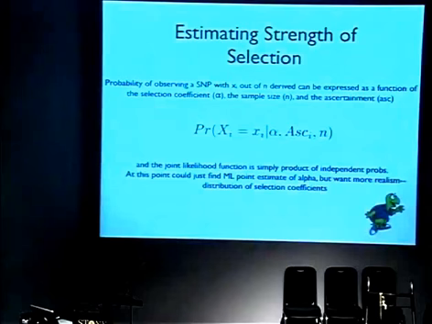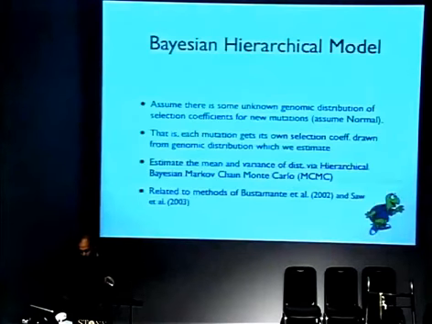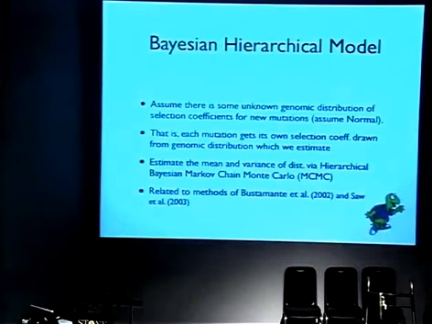My model here looks at the probability that some SNP is segregating at some frequency xi, conditional on some selection coefficient and some ascertainment. We have to worry about ascertainment, like John was talking about a little bit, and the sample size, of course. Because I'm interested in the distribution of selective effects, I need to fit a slightly more complicated model that we don't really have to get into.